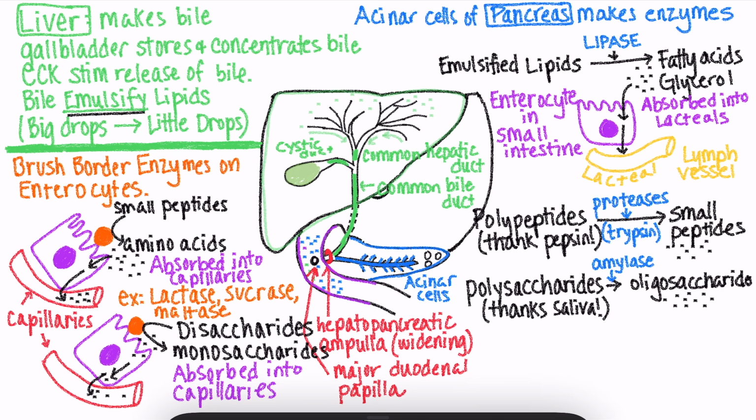Another thing that the pancreas does under the influence of secretin is to add bicarbonate to the duodenum. So the pancreas also secretes bicarbonate, because remember, you've got that acidic chyme.